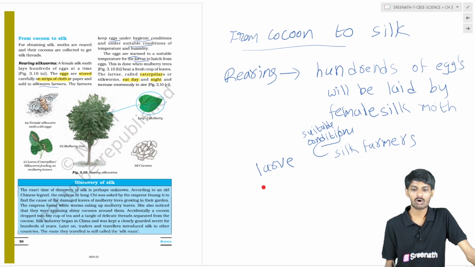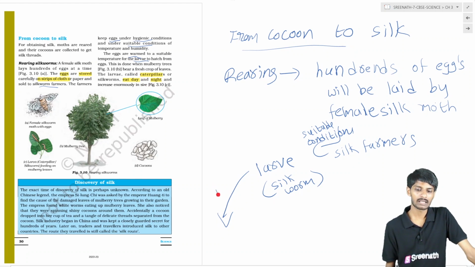Larva will come. We call this larva the silkworm. So after the silkworm comes, what happened? This larva will eat mulberry leaves. And finally, its size increases. After eating so many leaves, its size increases.